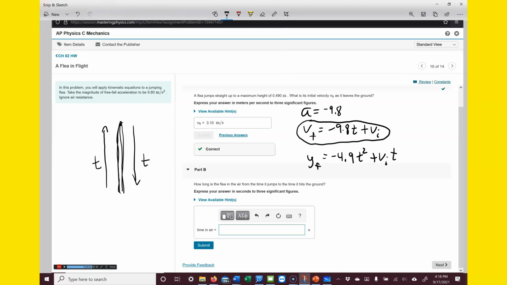That only works if you jump from the same height you land. So if you jumped off a table and hit the ground, that would not be the case. If you jumped off a table and landed on the same table, that would be fine. But the other option, so we could say 0 equals negative 9.8t plus 3.1. And we could solve for t that way and double it.